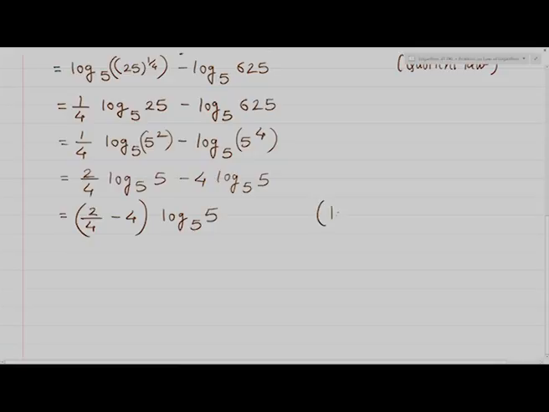Now, you know log of a to the base a is equal to 1. So, this quantity will be 2 by 4 minus 4 into 1. So, you can easily evaluate this quantity and it should turn out to be 2 minus 16 upon 4, which is minus 14 upon 4, which is nothing but minus 7 upon 2. This should be the answer to this question.